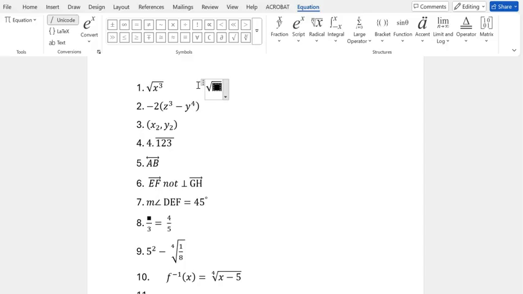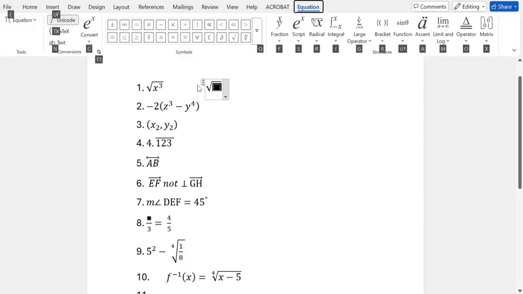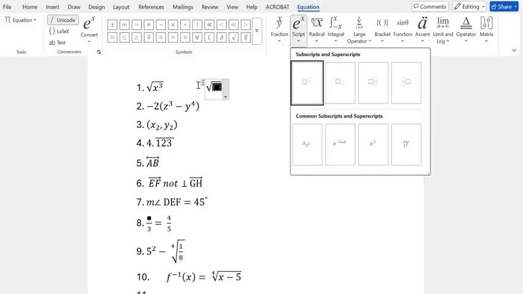Now the x to the third power is a script. So again, I'm going to have to go up to my structures bar. So I'm going to hit Alt, J, E, and then I'm going to hit S for script. Subscripts and superscripts, equation structure, superscript button. Okay, so that's the basic superscript.